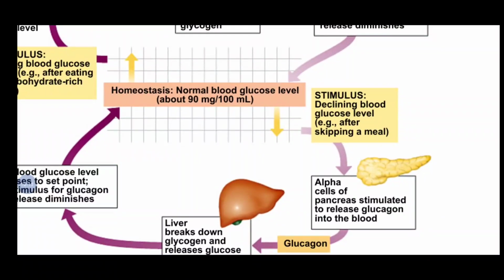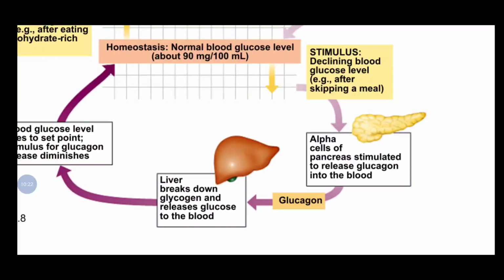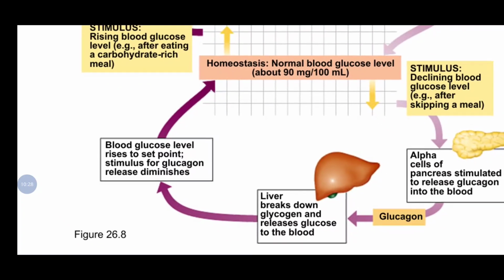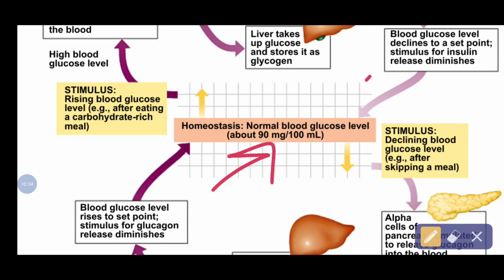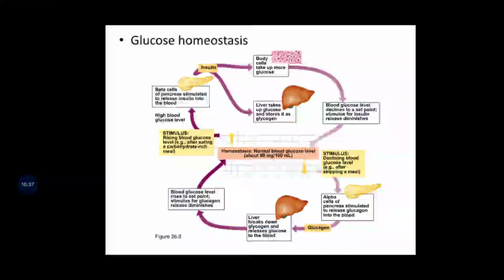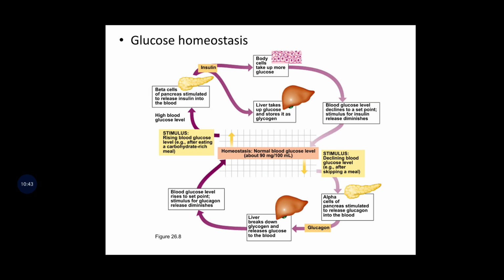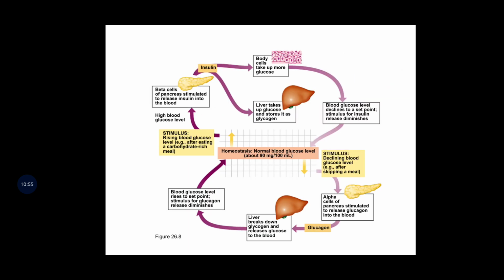Now the stimulus is the declining blood glucose level. As you can see, the alpha cells are stimulated, glucagon is secreted, the liver will break down the glycogen and release the glucose into the blood, and this blood glucose level will rise to a set point, and homeostasis is achieved. So this homeostasis is achieved with the help of both insulin and glucagon, through the balance between these two hormones.